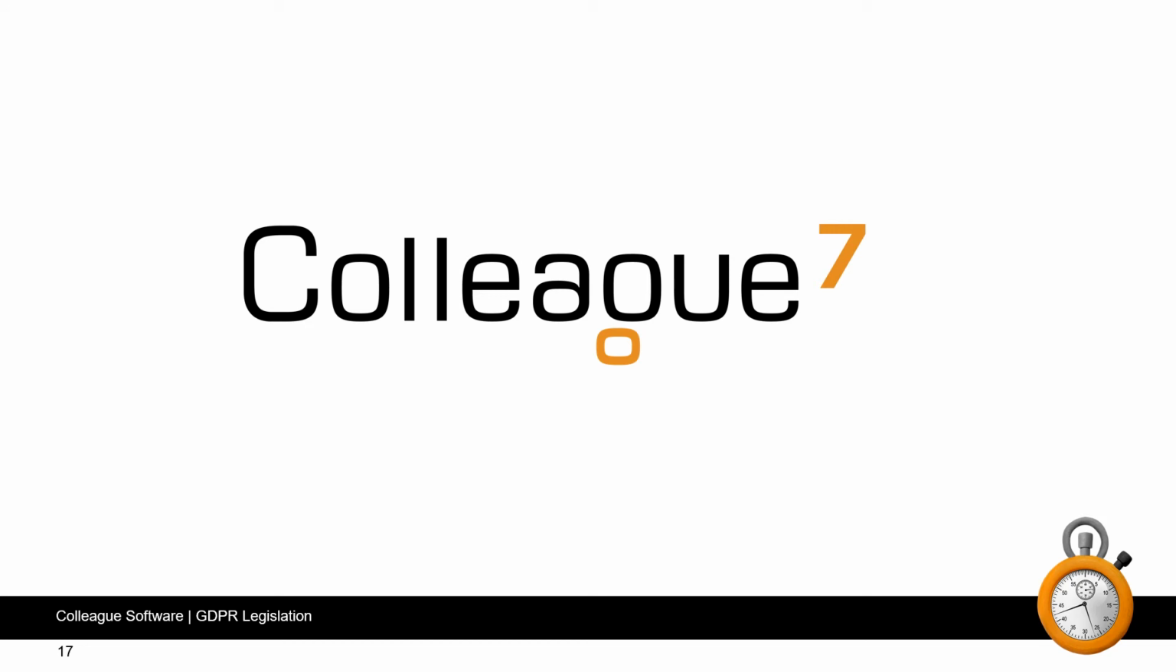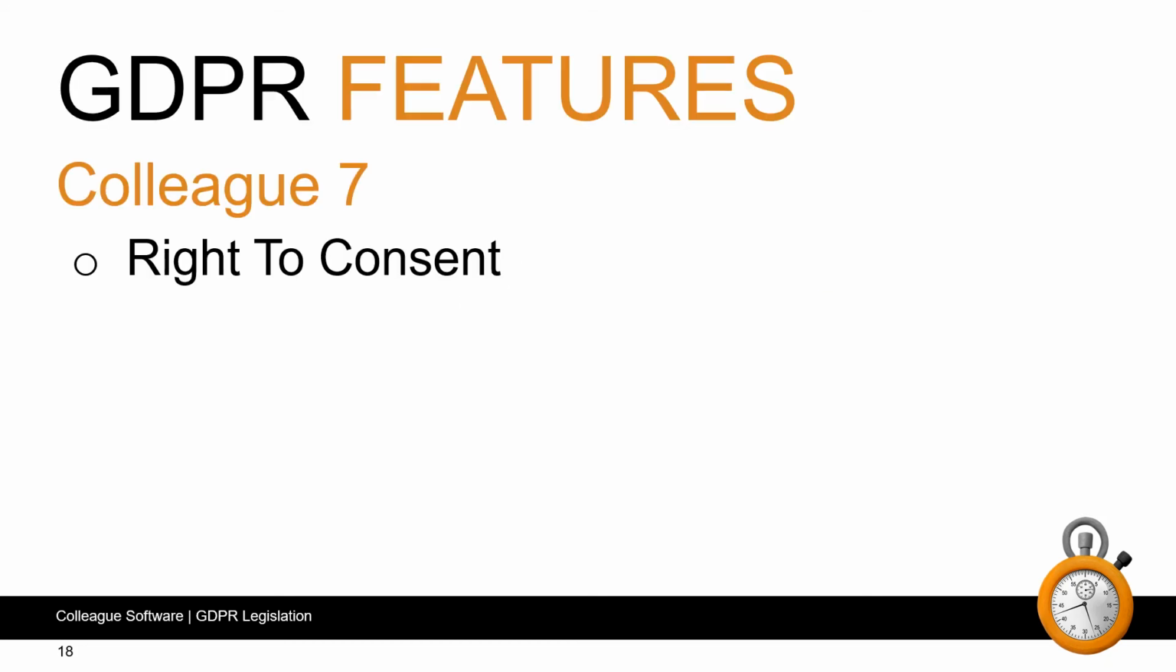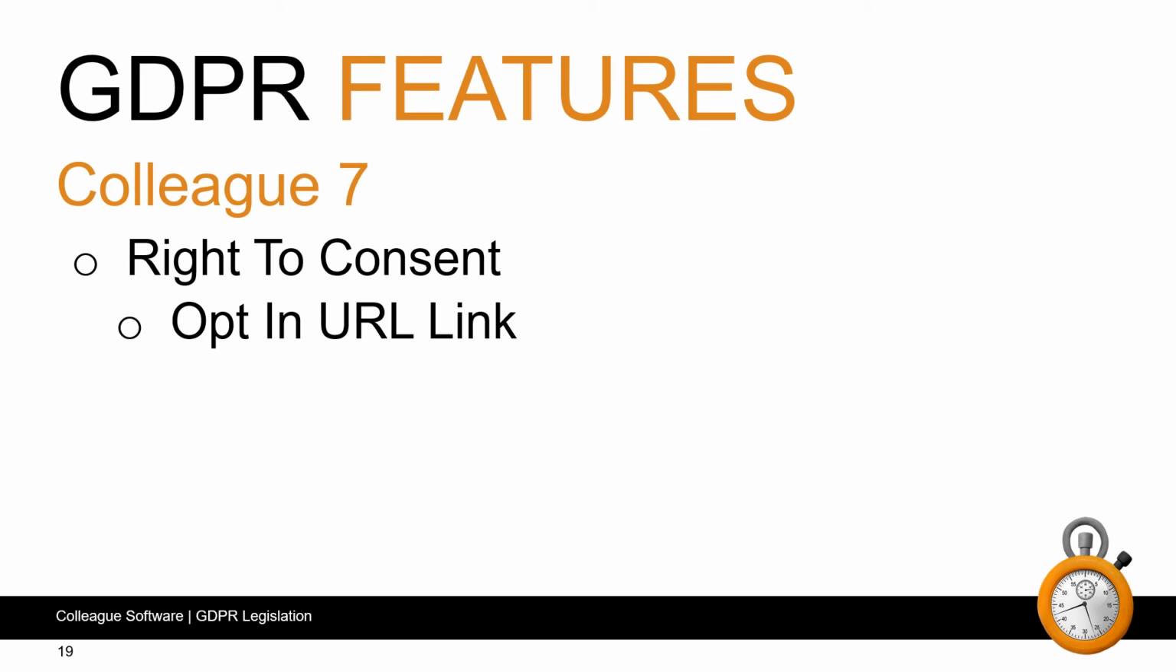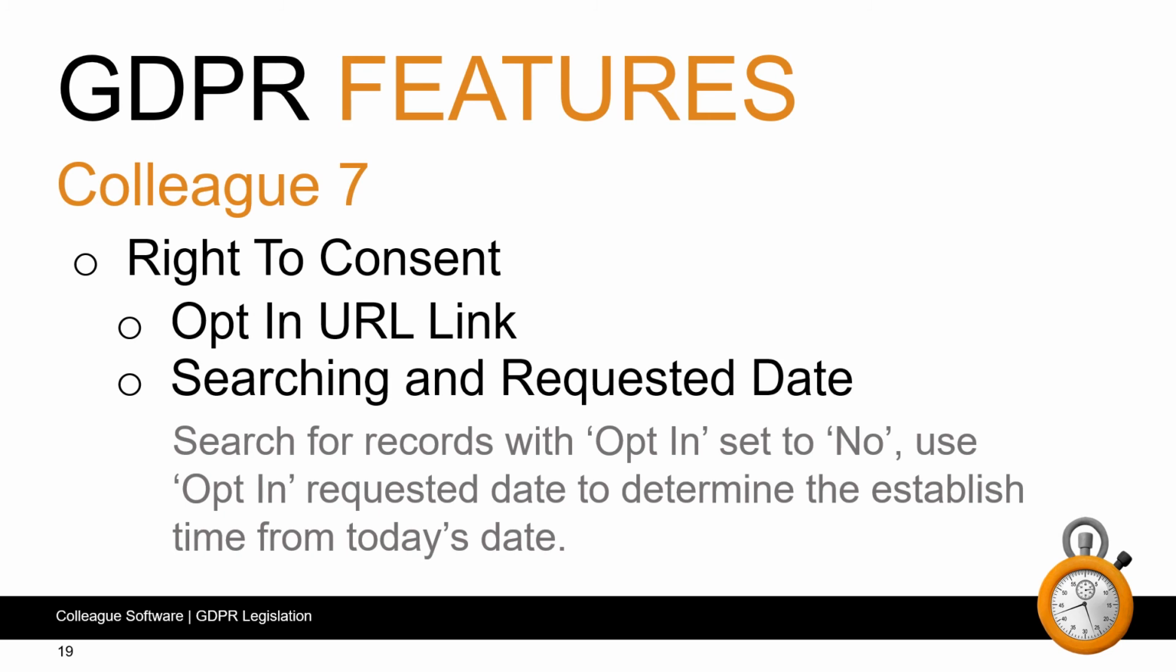Moving on to Colleague 7. Regarding the right to consent legislation, we will be introducing a new feature which allows a user to add a link to any email being sent from the system. When pressed, the link will set the recipient's record to opt in to future correspondence. Clicking on this link will also create a history recording the event and notify the user that the opt-in has been received. You can then use searching and the requested date of the opt-in email to build a list of records that can stay on the system and which ones need to be removed.